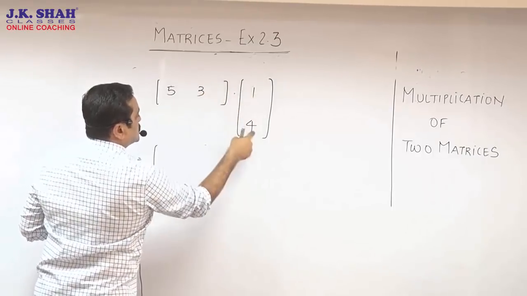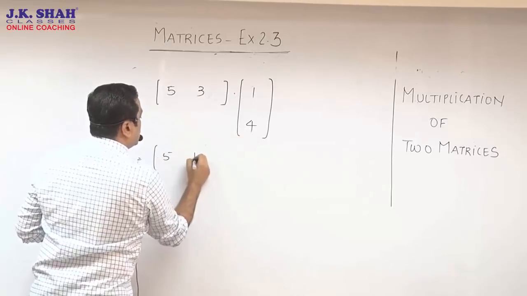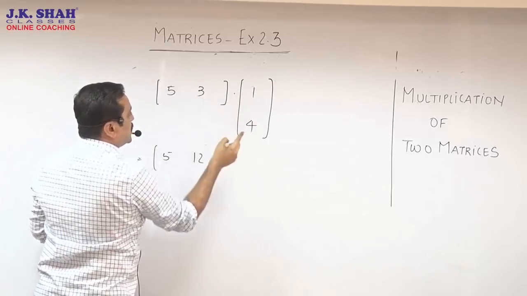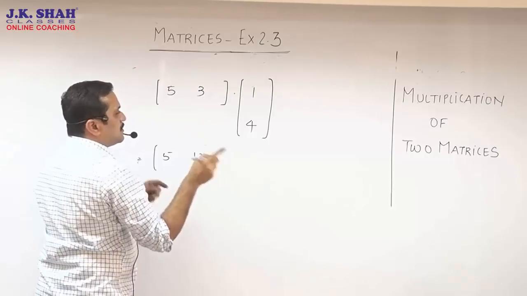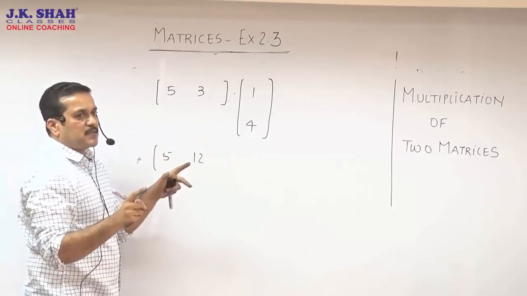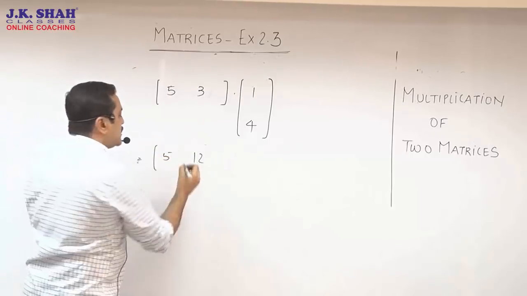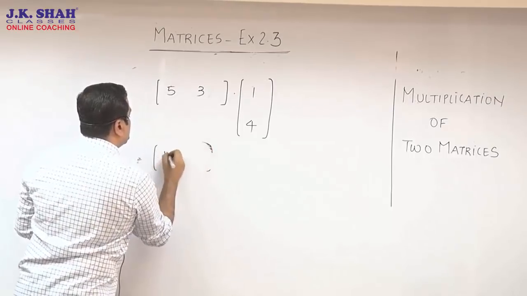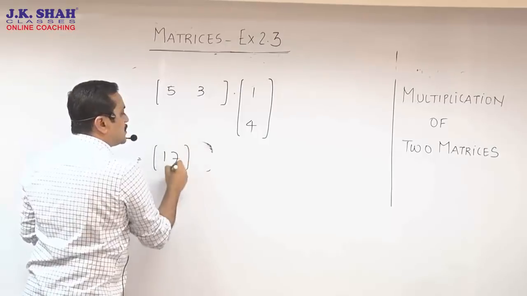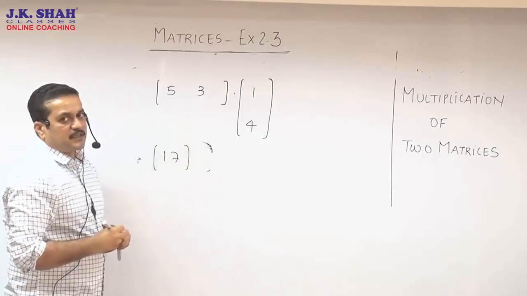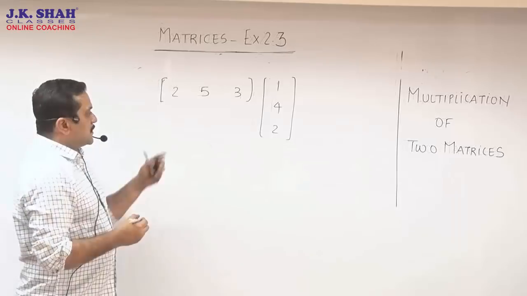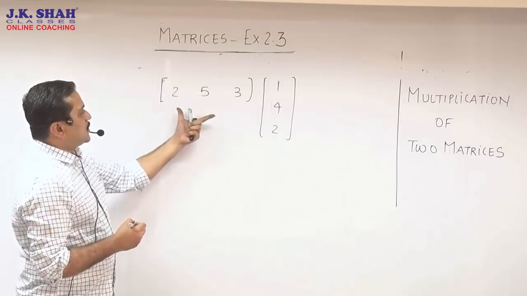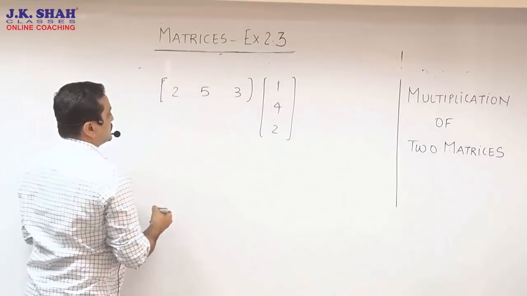5 plus 12. It's not 5 and 12. It is 5 plus. When you multiply a row with a column, remember, multiply the corresponding elements and add it. So it's 5 plus 12, 17. So my matrix formed is only a one-element matrix, one row, one column, and the answer is 17 in that.